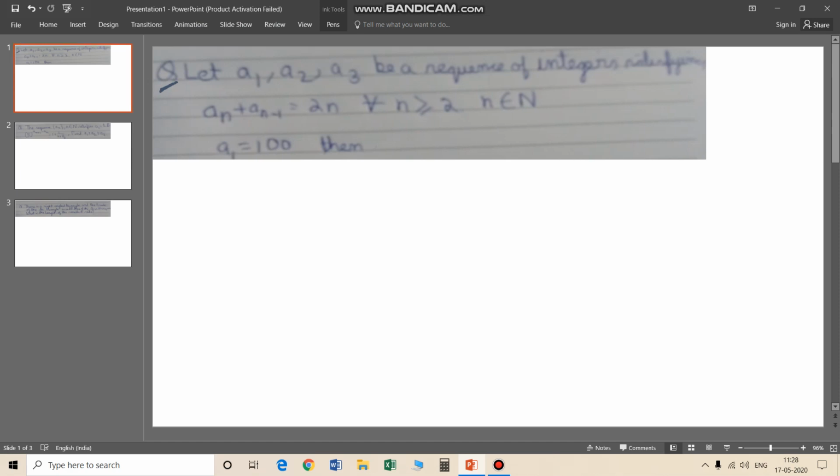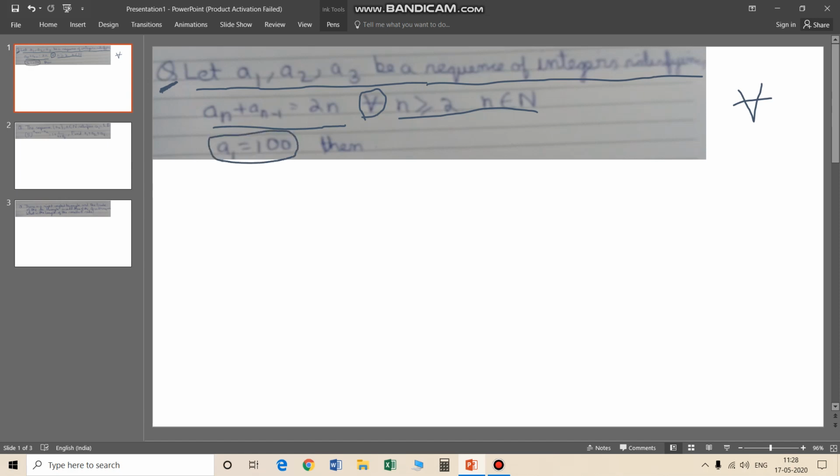This is the question. Let A1, A2, A3 be a sequence of integers satisfying a_n plus a_(n minus 1) is equal to 2n for all n greater than or equal to 2, where n belongs to the natural numbers. This is the symbol for all. Some people say it is an upside down A, but it is not, it is for all. It is given that A1 is 100.